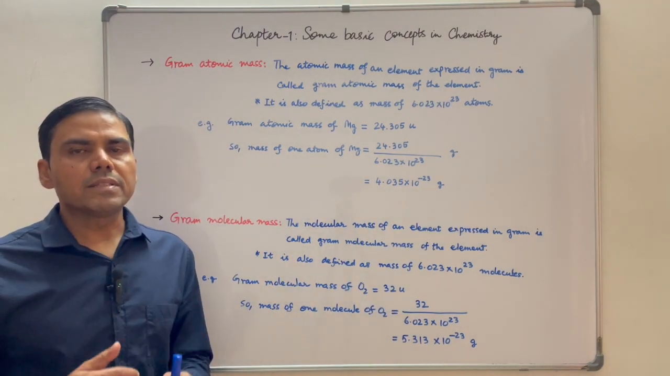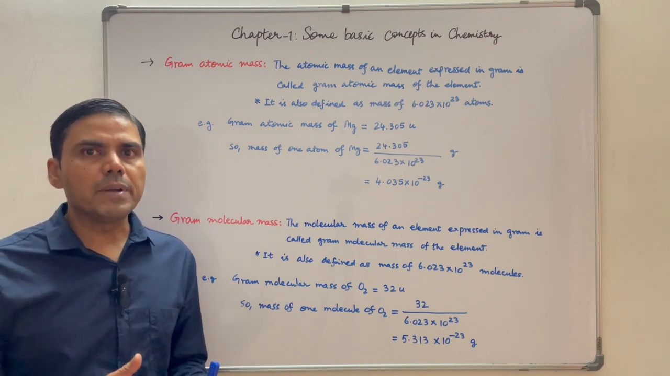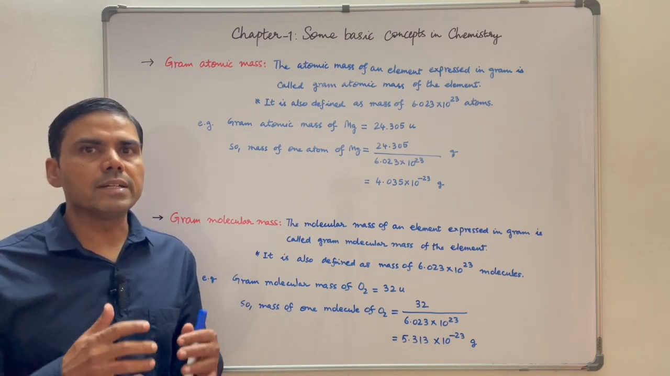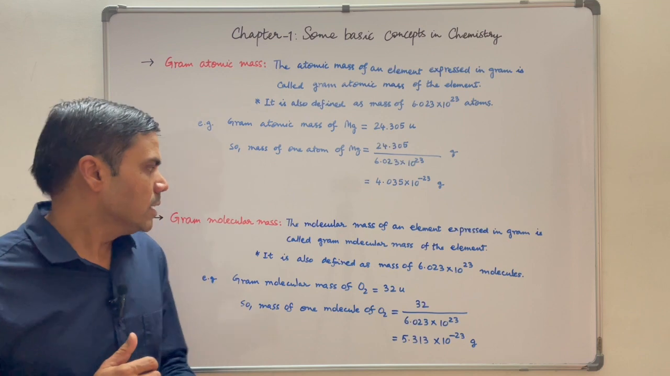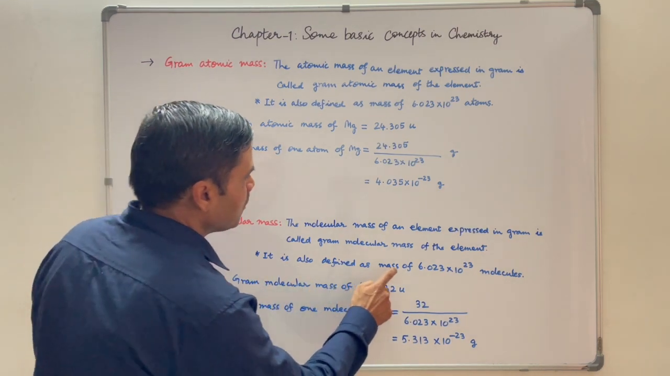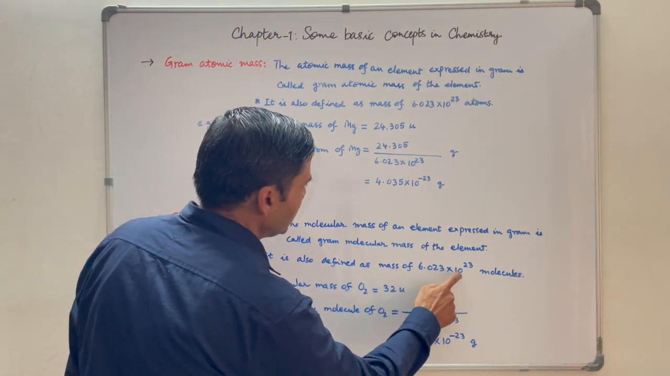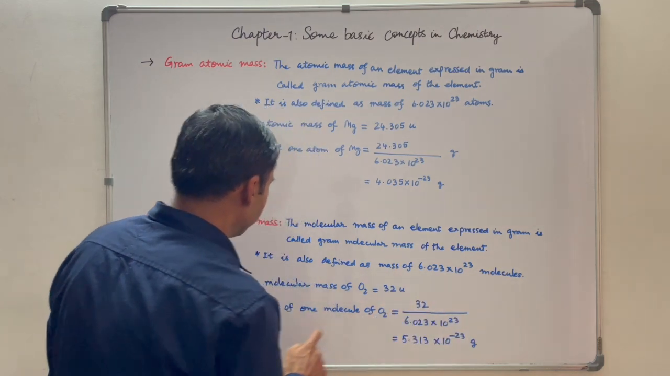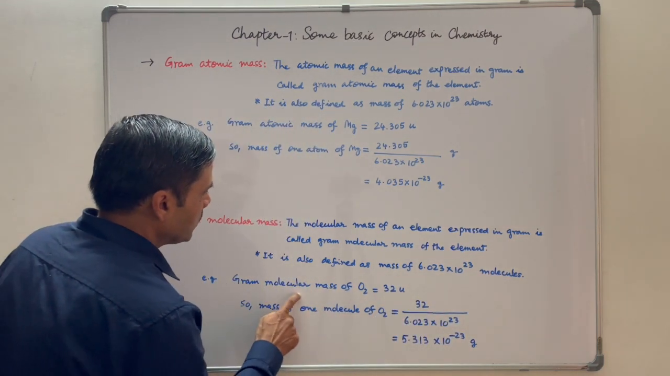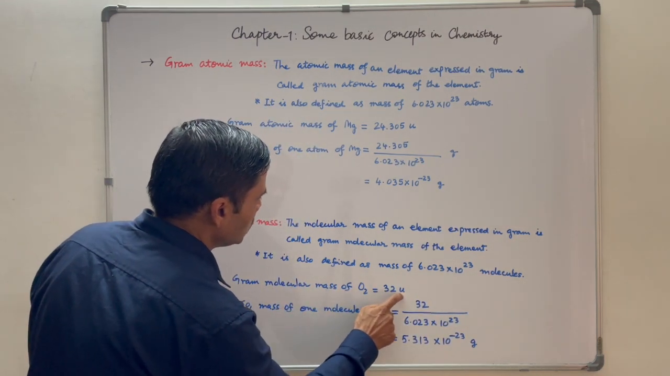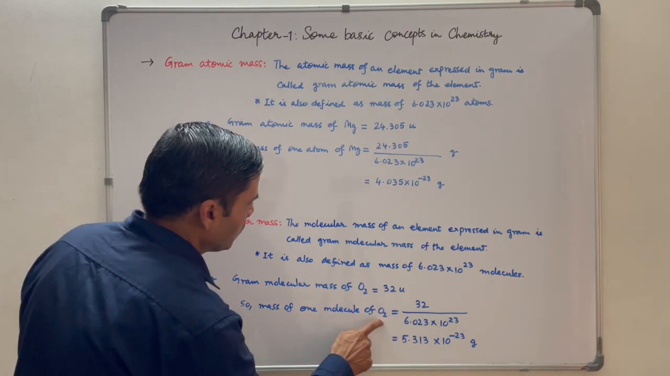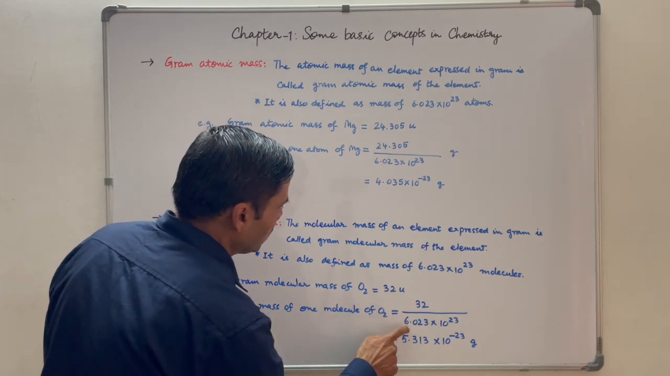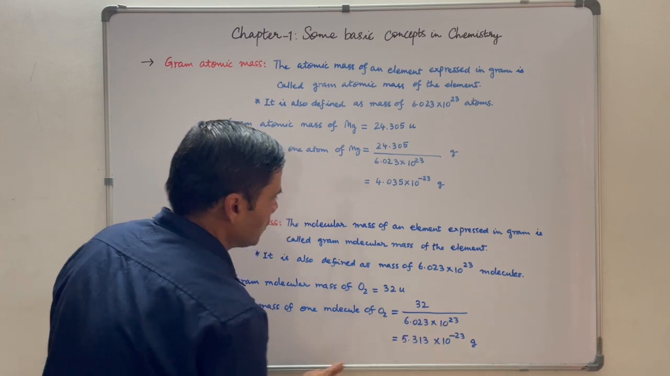Gram molecular mass. The molecular mass of an element expressed in gram is called its gram molecular mass. It is also defined as the mass of 6.023 into 10 to power 23 molecules. For example, the molecular mass of oxygen is 32 U. So the mass of one molecule of oxygen is equal to 32 upon 6.023 into 10 to power 23.